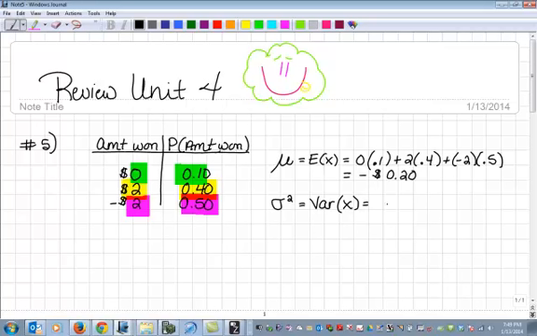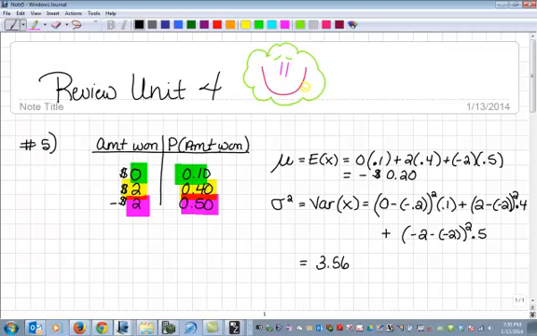So when I look for my variance, it's that outcome minus the mean. So in our case, 0 minus negative 0.2, and then I'm going to square that. So I'm looking at the deviation that point is away from the mean times the probability. Plus, I'm going to find the next deviation. So I've got 2 minus a negative 0.2 squared times 0.4, plus, and this would be a negative 2 minus a negative 0.2 squared times 0.5.